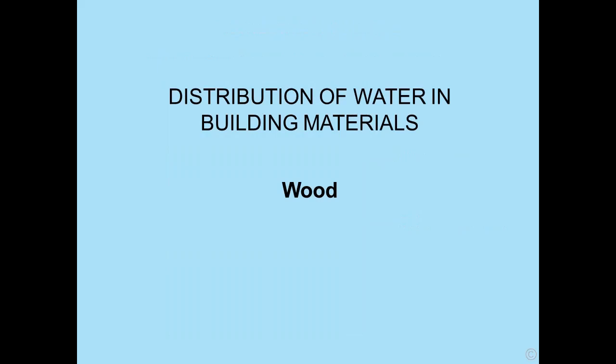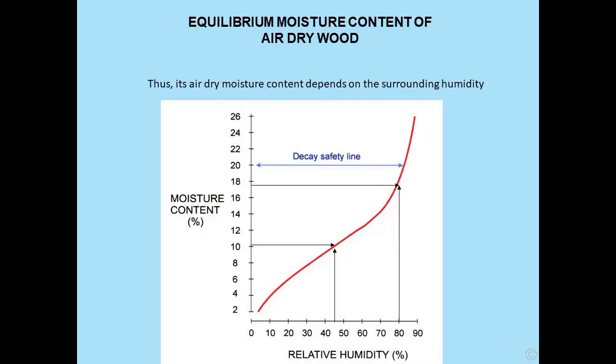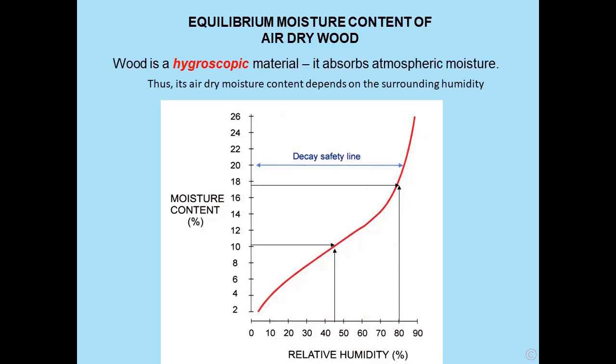So we've looked at the distribution of water in building materials, that's masonry. Let's have a look at wood. There we go, the equilibrium moisture content of wood. The important feature to remember about wood is that it is a hygroscopic material. It absorbs moisture from the atmosphere. Its air-dry moisture content depends on the surrounding humidity. And there are a couple of examples.